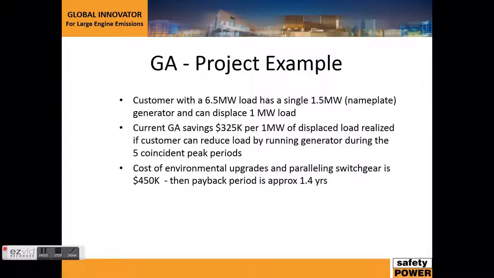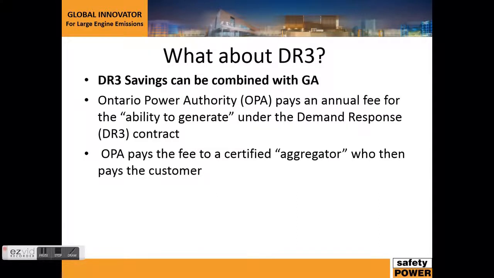The GA cost is expected to rise to $450,000 by 2016. So this is a very real cost that is going to increase and is not going away. The cost of the environmental upgrades, parallel switchgear, installation, and amendments to your ECA is approximately $450,000. This puts the payback of doing this at 1.4 years.